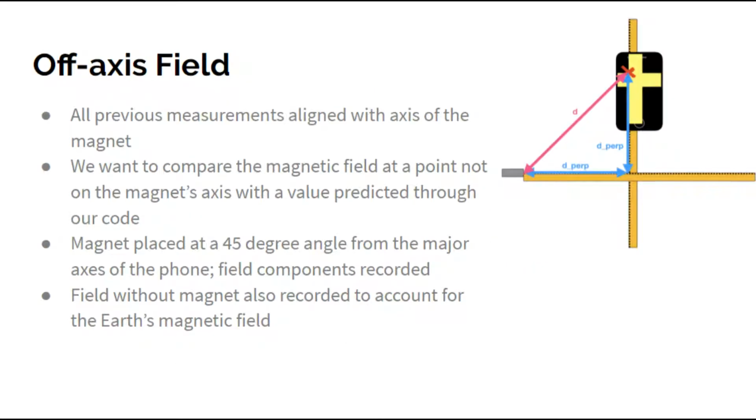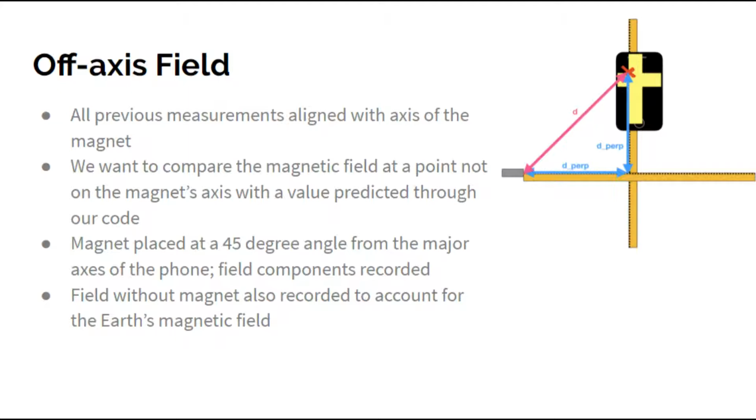So far, all of our measurements have had the phone magnetometer chip placed directly along the axis of the bar magnet. However, we also want to measure at a point not along this axis. We'll place it at a point at a 45-degree angle from the axis of the phone, and then compare this to a value predicted by our code.